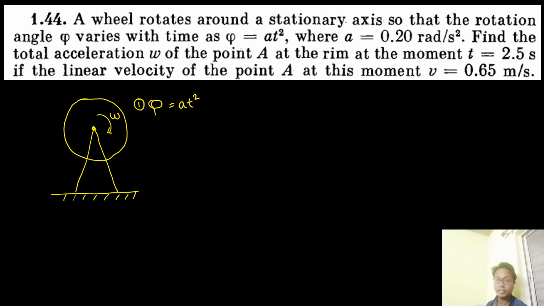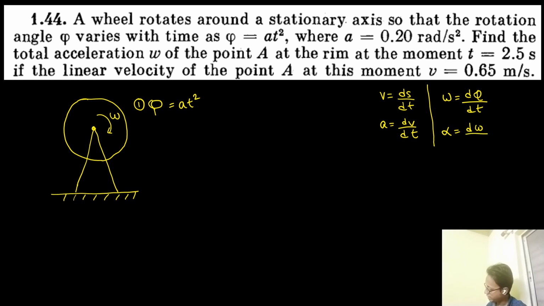Whatever relations are valid in linear mechanics, the same relations are valid in rotational mechanics. That means in linear mechanics, v equals ds by dt and a equals dv by dt. Similarly, in rotational mechanics, angular velocity equals d phi by dt, or the rate of angular displacement with time, and angular acceleration equals d omega by dt. We're going to use these two relations to solve the question.